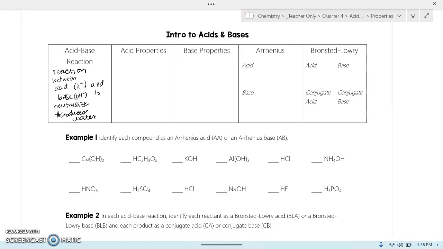Whenever we are characterizing acids and bases, we'll start to see some similar patterns in their properties. All things that are acidic tend to be sour. They also tend to have low pH. Actually, all acids have low pH, and they contain the hydrogen cation.